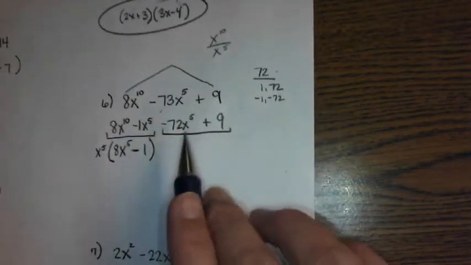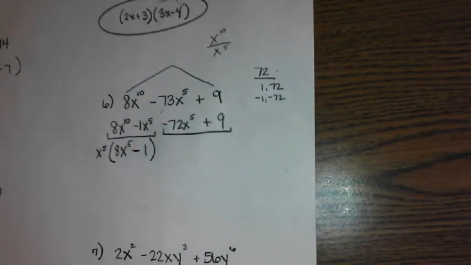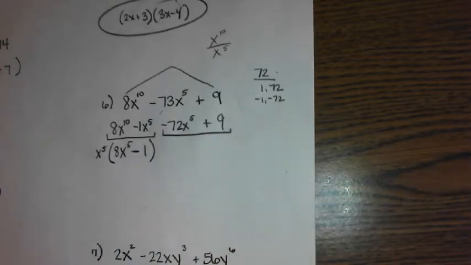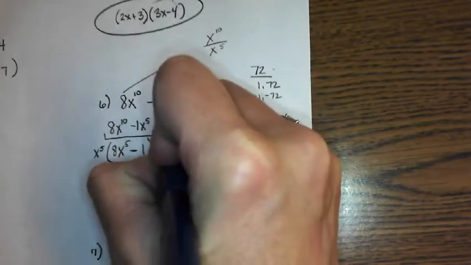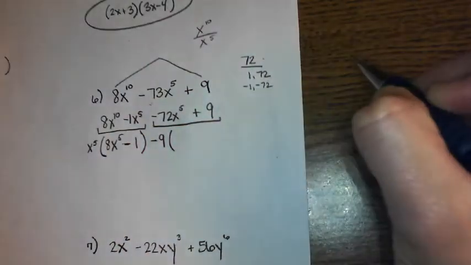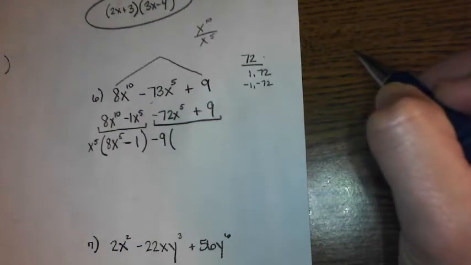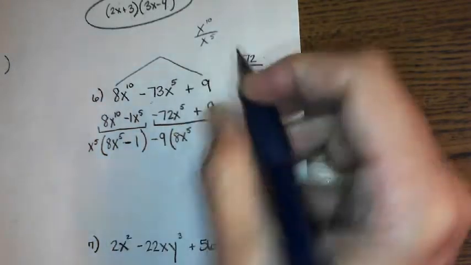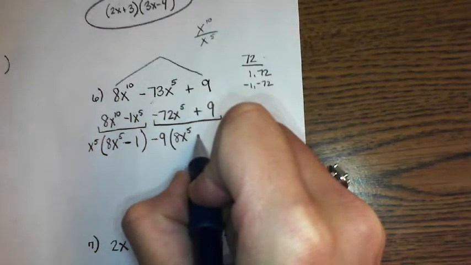Kate, next group, what am I taking out? 8 doesn't go into 9. Negative 9. And what am I left with? Plain x to the 5th? 8x to the 5th. Keep going. Minus 1.